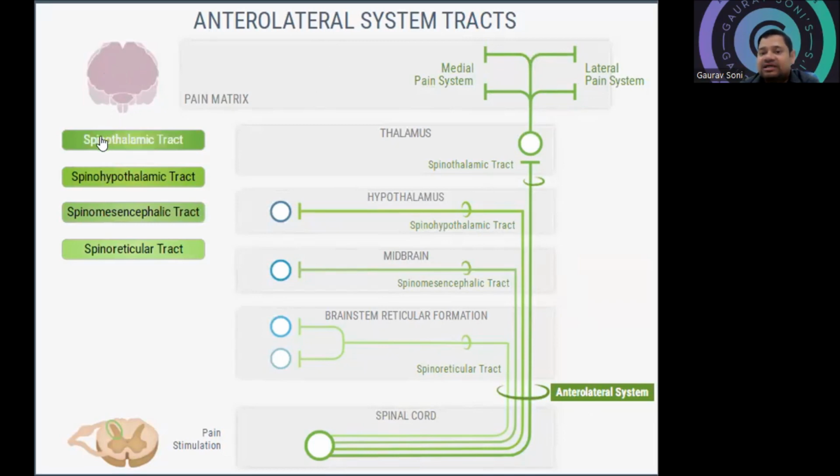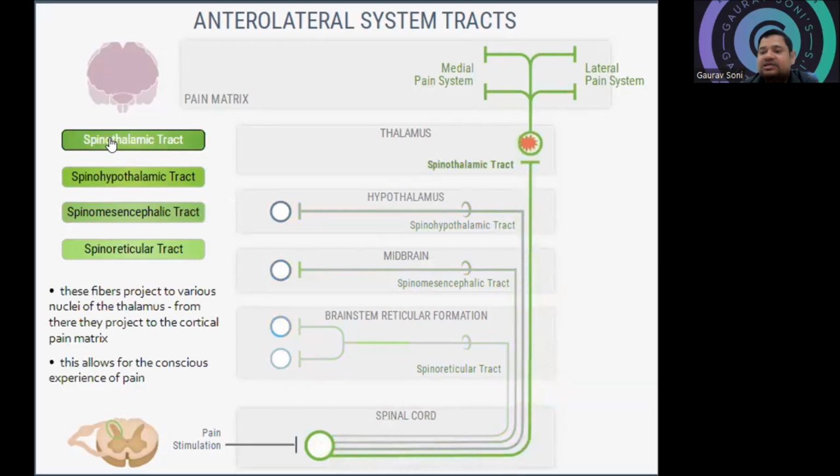One by one, I will click on them and the wave of pain will be seen. You can see spinothalamic. This is how the stimulus reaches from the spinal part to the thalamus. These fibers project to the various nuclei of the thalamus. From there, they project to the cortical pain matrix. This allows for the conscious experience of pain. You should remember that the thalamus is the part of the diencephalon which acts as a relay center. Everything goes here and then it commands things to move in the particular direction where the centers are present in the cortex.